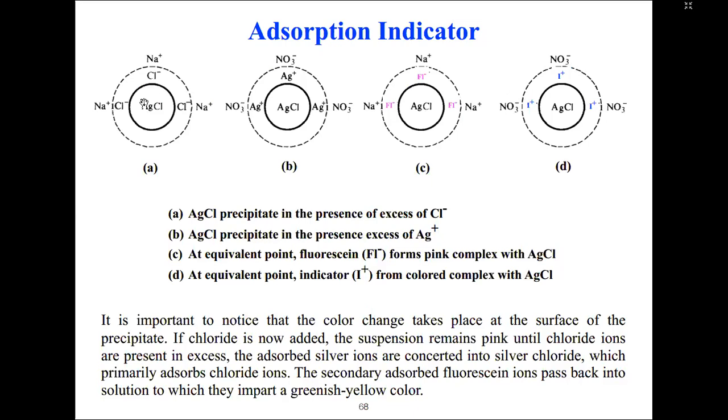So A and B is when one of these own ions is in excess, either silver is in excess or chloride is in excess. At the equivalent point, the indicator will come into the primary layer and give the color change.